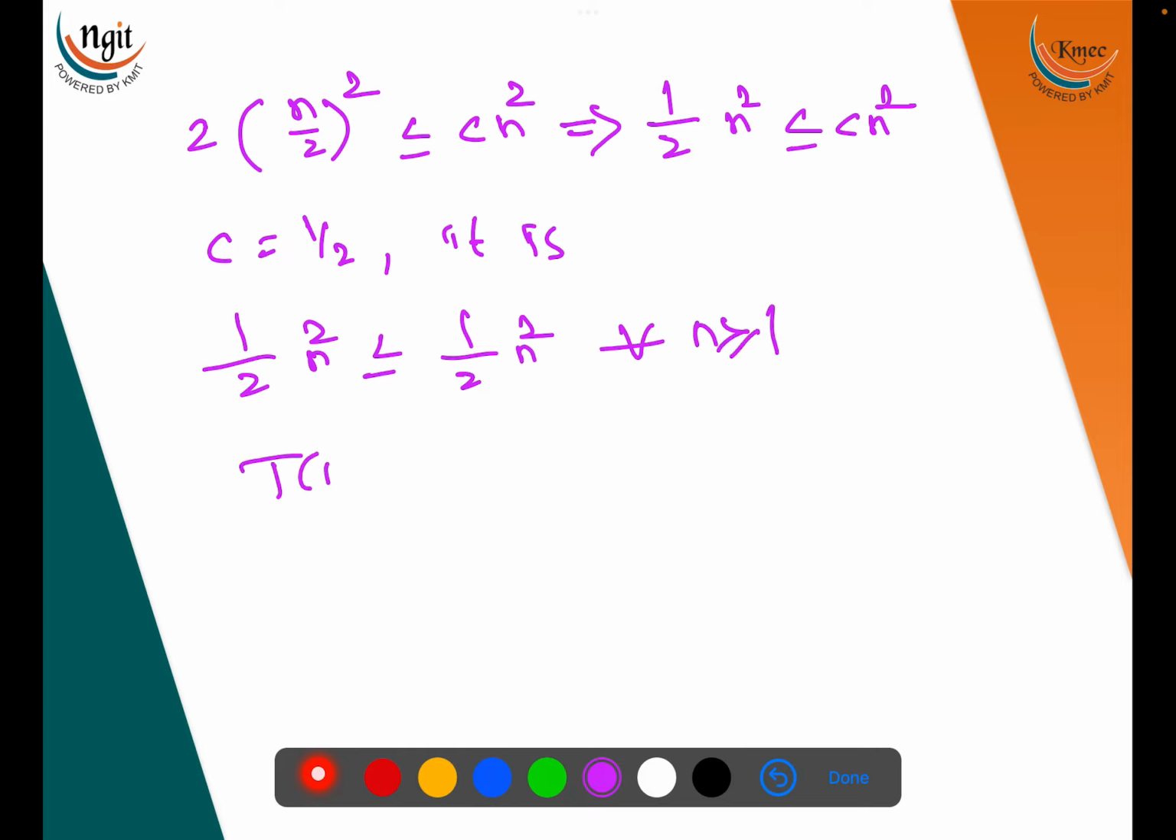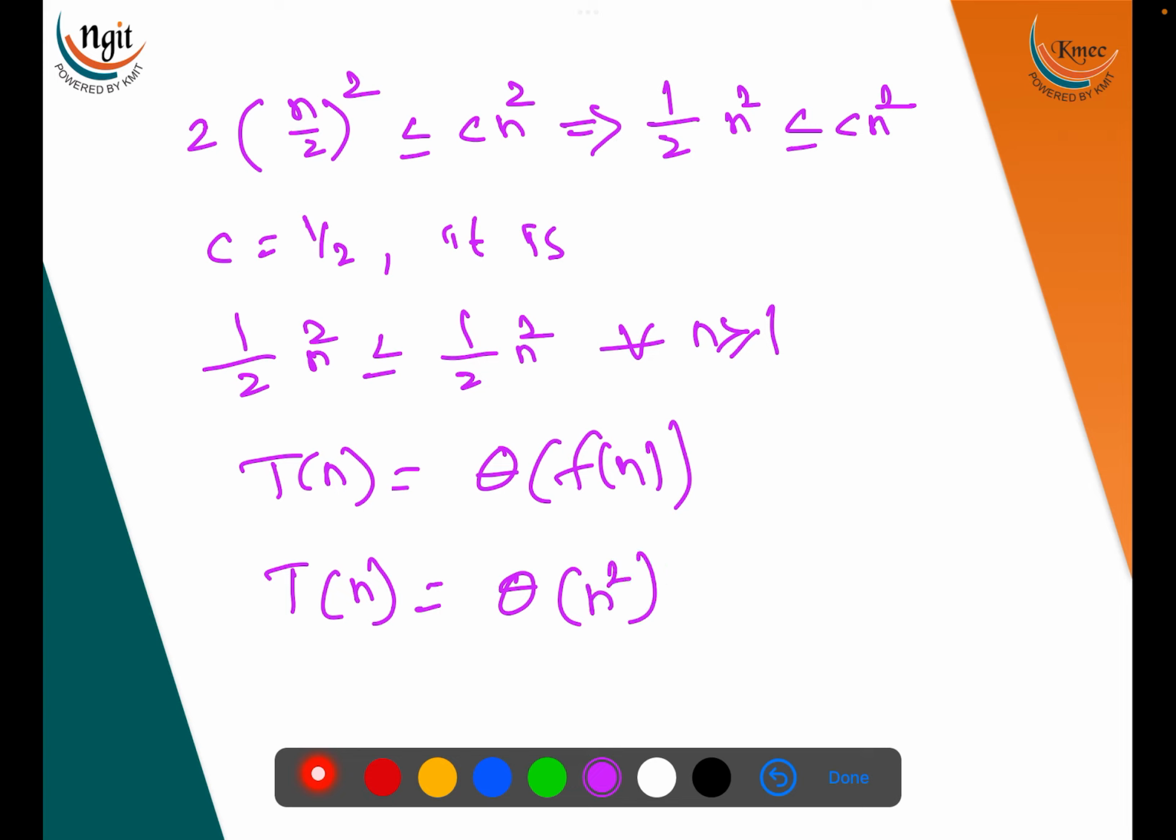So it follows that T(n) is equal to theta of f(n). So finally T(n) is equal to theta of n square, because f(n) value is n square. So this is case 3 in Master's theorem.